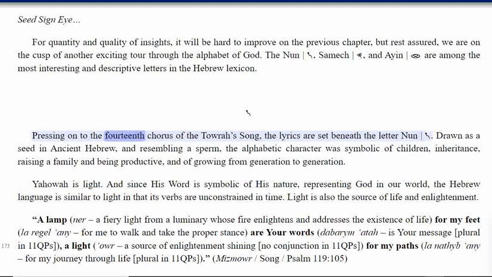Pressing on to the 14th chorus of the Torah's song, the lyrics are set beneath the letter Nun. Drawn as a seed in ancient Hebrew, and resembling a sperm, the alphabetic character was symbolic of children, inheritance, raising a family and being productive, and of growing from generation to generation.